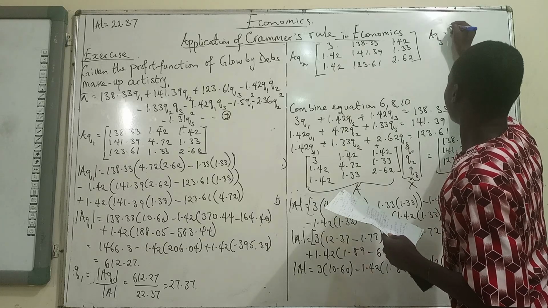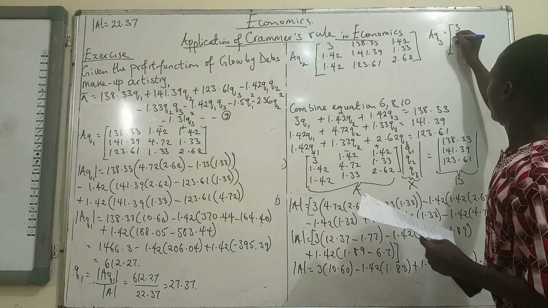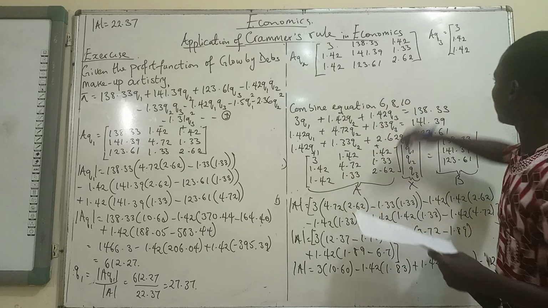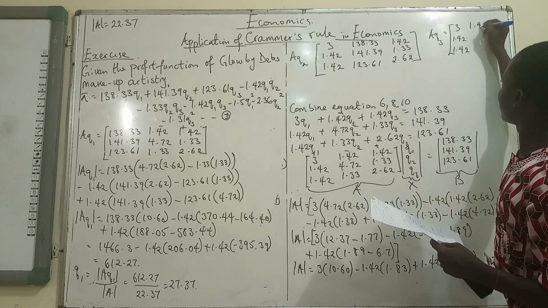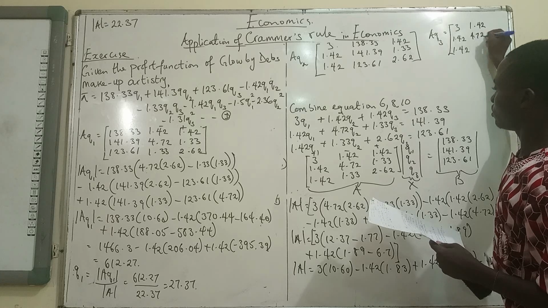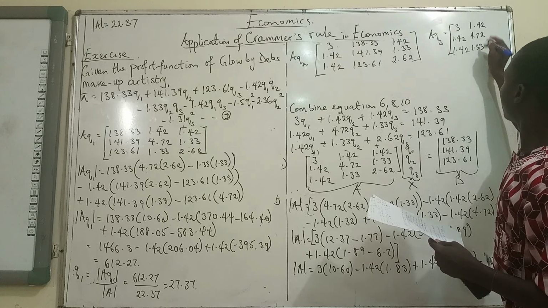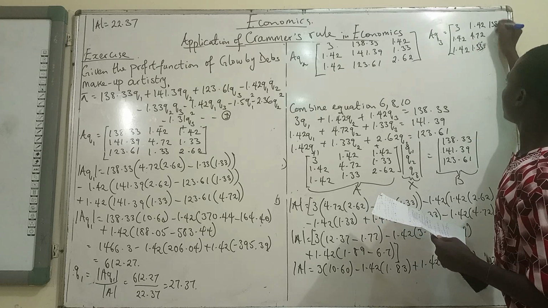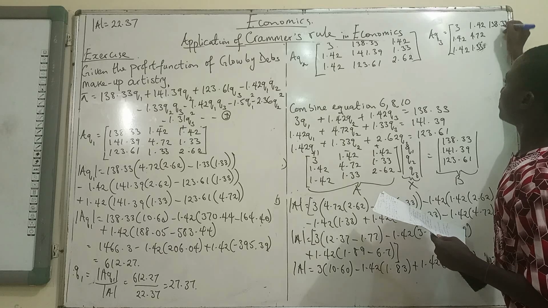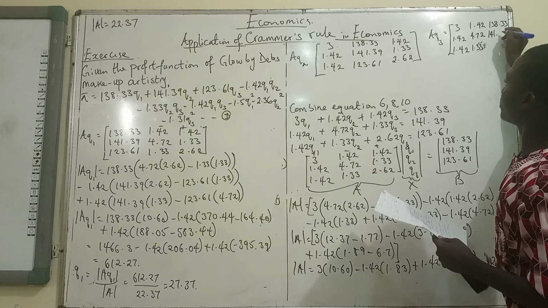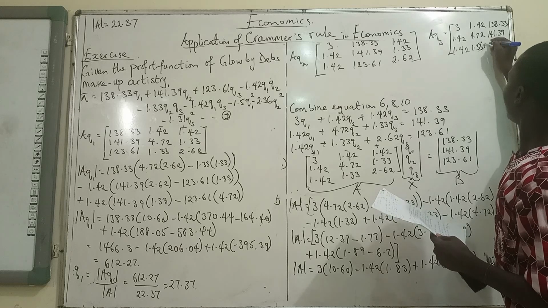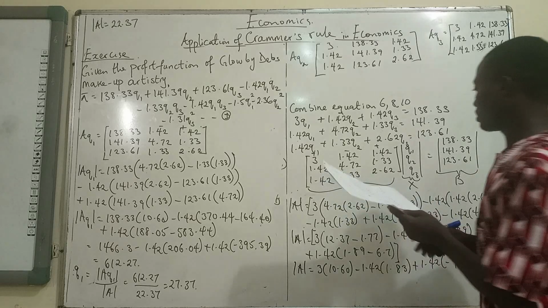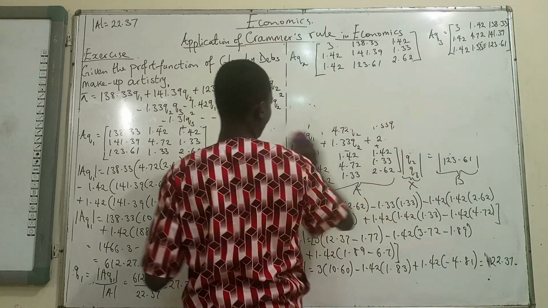So let me write AQ3 here, so we have it when we need it. We have 3, 1.42, 1.42, then 1.42, 4.72, 1.33, then 1.33, and the constants 138.33, 141.39, 123.61. Okay, so when we need it, we'll just recall it. Let's rub off all of these parts.